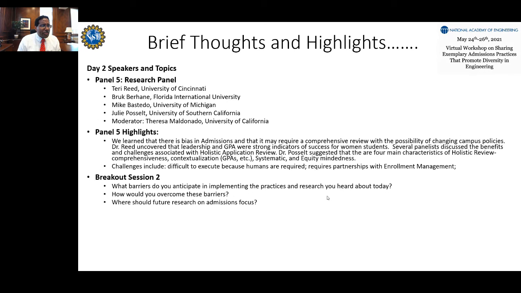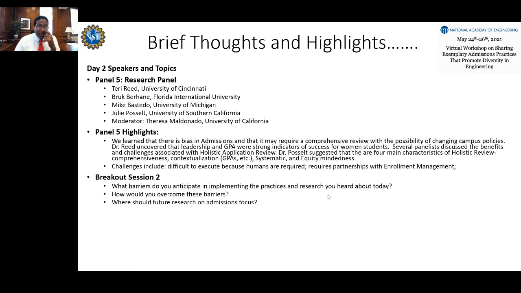Dr. Reed uncovered that leadership and GPA were strong indicators of success for women students, as well as strong verbal scores in standardized tests. Several panelists discussed the benefits and challenges associated with holistic application review. Dr. Pulselt suggested that there are 4 main characteristics of holistic review: comprehensiveness, contextualization, systematic, and equity-mindedness. These were very important characteristics for us to consider as we take a look at this at our own institutions. The challenges that they alluded to included difficult to execute because humans are required to do the review process, requires partnerships with enrollment management at your institution.